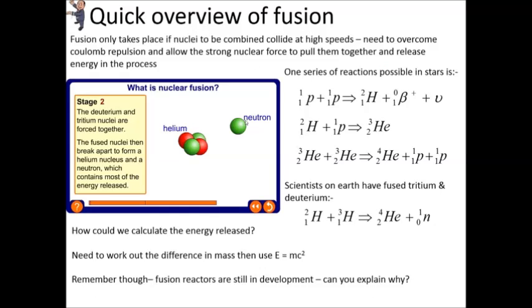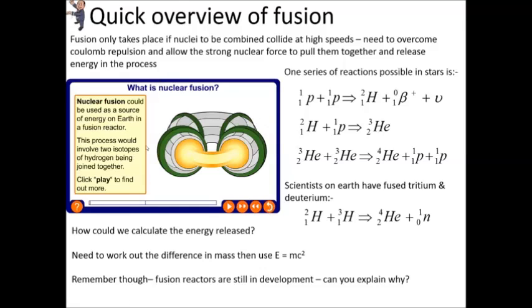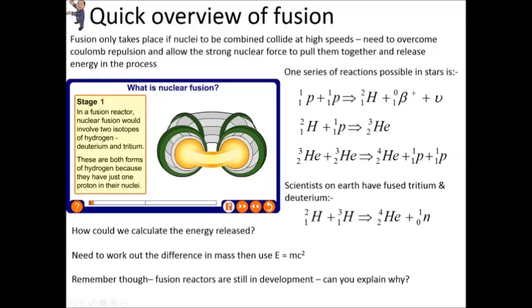Okay, let's have another quick look at the process of fusion. It only takes place if nuclei are combining and colliding at high speeds. We need to overcome the Coulomb repulsion and allow the strong nuclear force to pull them together as they get close enough. This is the idea of nuclear fusion, and this is an experimental fusion reactor you might have looked at. This looks a little bit like the one we've got down in Oxford at the JET laboratories.